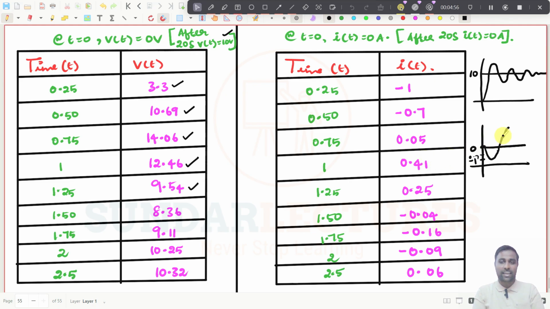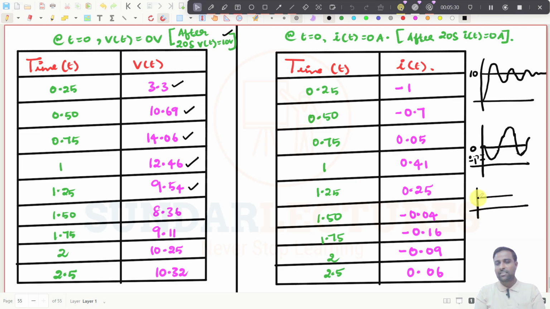Again it is increasing after some time and then coming down. Again from 0.441 at 1.25 it is coming down, and then at 1.5 it is again minus 0.04. At 1.75 it is further decreasing to 0.16, and again you see at 2 it is going like this, minus 0.09, maybe less than this, and again at 2.5 it is getting to positive. See what happens now, maybe I will draw here.